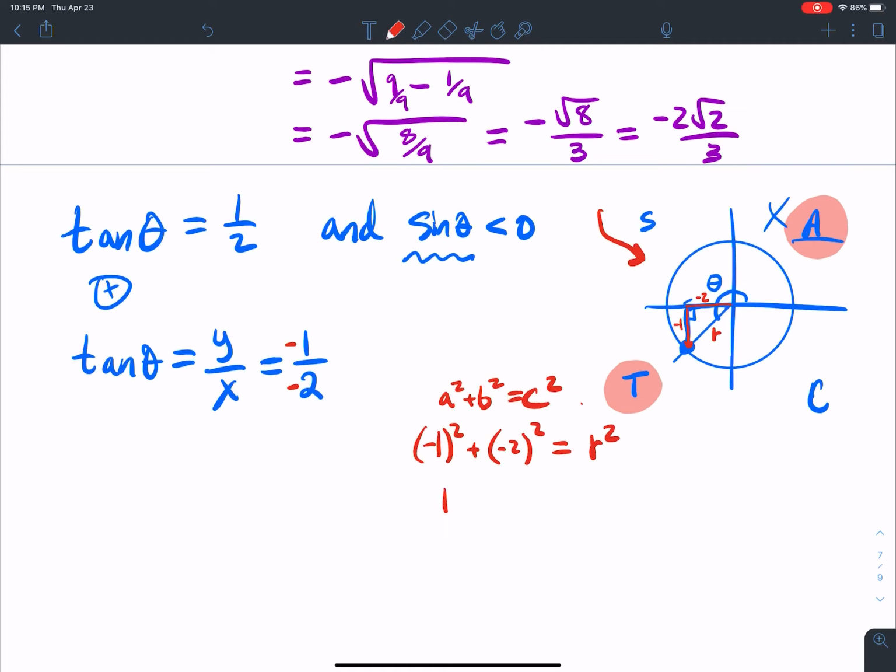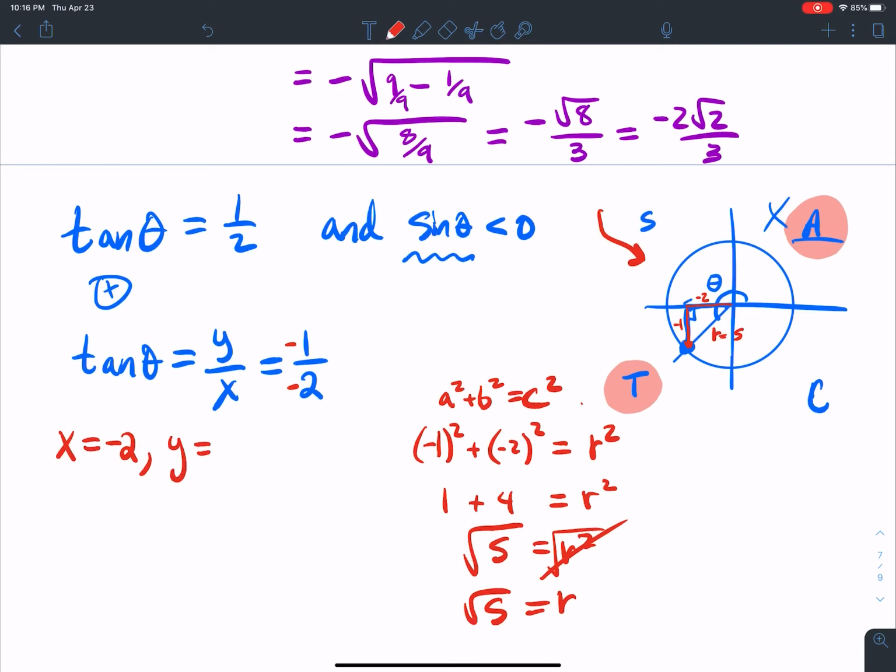So this is 1 plus 4 equals r squared. So I have 5 equals r squared. I take the square root, and that gets me r equals the square root of 5. This r here is always going to be positive, all right? That's a result of the distance formula. So what does this tell me? This tells me x equals -2, y equals -1, and r equals square root 5.